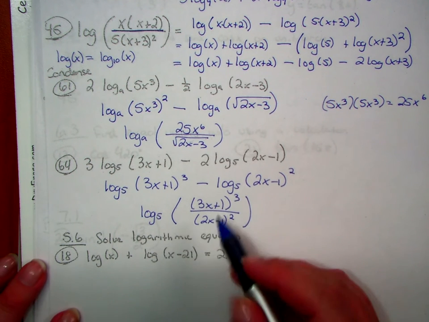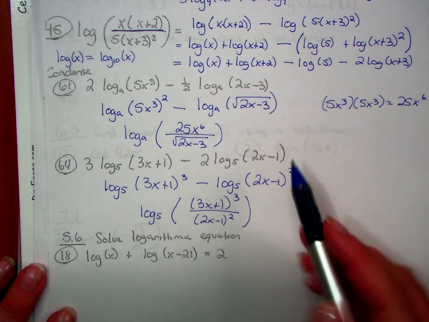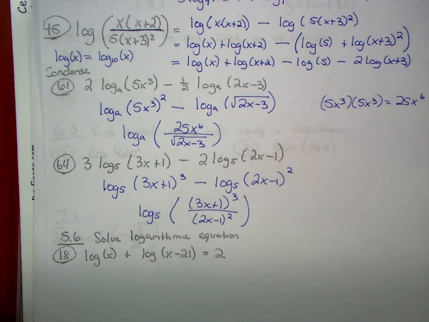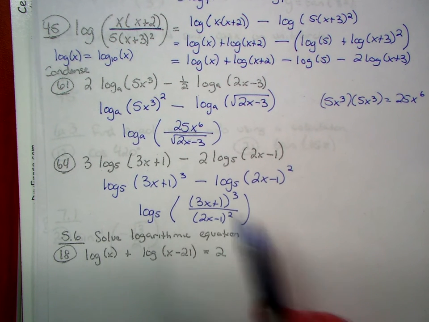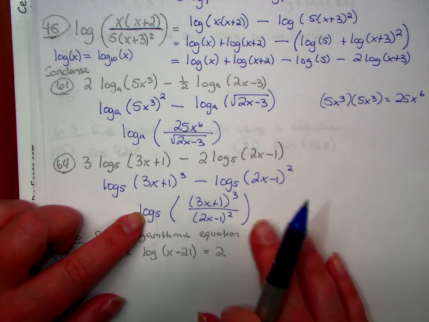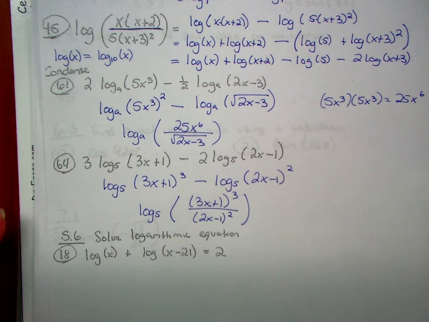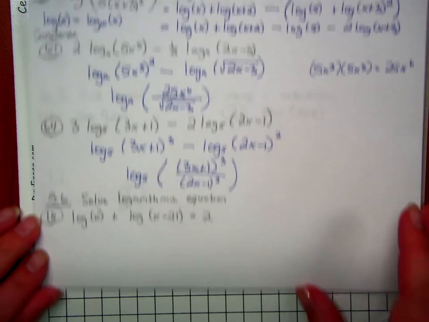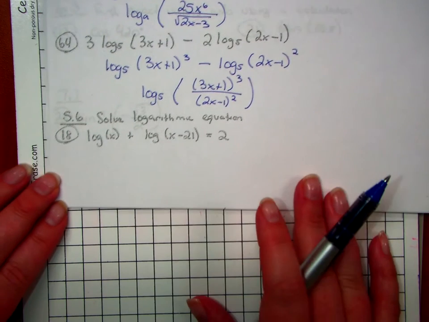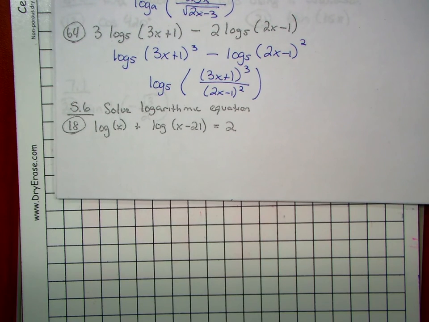Right? It is not necessary to multiply this out unless it's easy, like 5x cubed times 5x cubed. Right? You don't have to do a whole bunch of foiling in these questions. All right, so condensing, get them into 1 logarithm, right, correctly. All right, here we go. Solving a logarithmic equation. You just had a test over this.